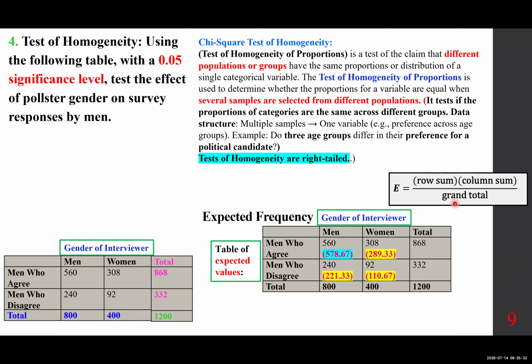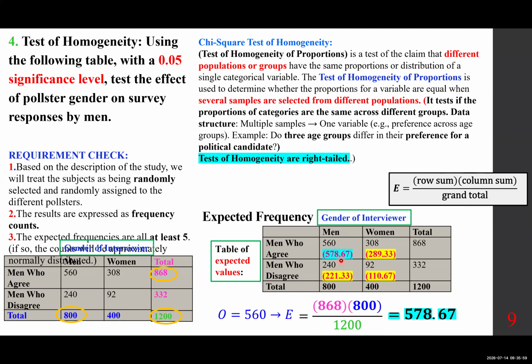And how do we come up with that? For example, for 560, we are going to multiply these two. Remember, row sum and column sum, these two, and divide by this. That's 578.67. Again, we've already discussed that, so it should be fairly easy. And this is how you come up with that.